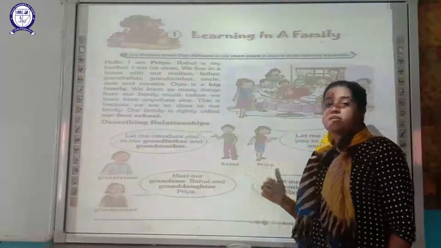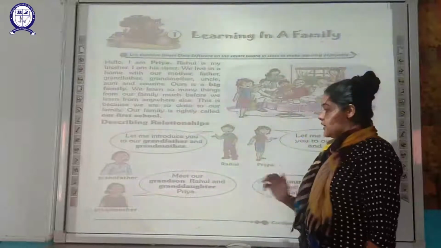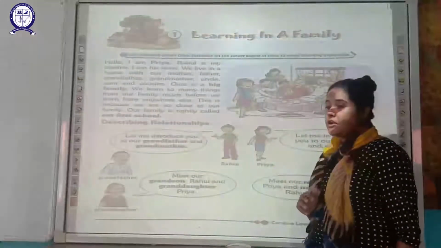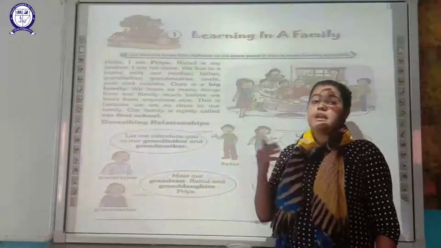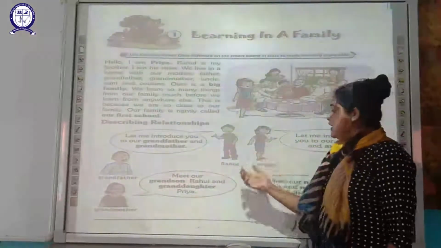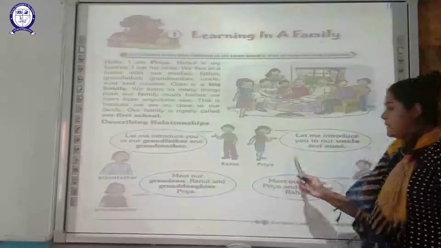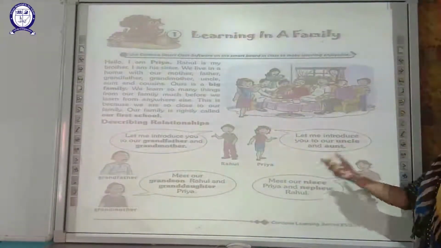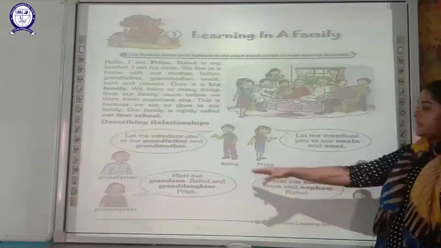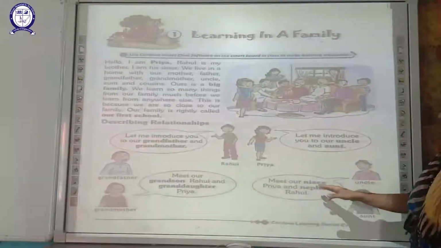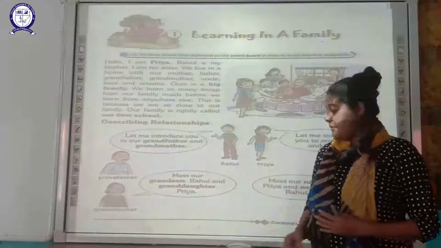Similarly, how are these two kids related to their grandparents? They are the grandson and granddaughter. Rahul is the grandson and Priya is the granddaughter for their grandparents, because they are the children of their own son. Understood? Now Priya is relating to her uncle and aunt. Priya's father's brother will be considered her uncle, and the wife of the uncle will be her aunt. Similarly, how are the uncle and aunt related to Rahul and Priya? They are their niece and nephew. So this is the way in which you are related to your different family members.